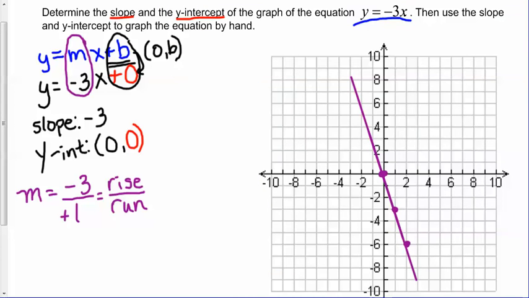Delete that. And then we're going to finish by putting arrows onto our line to remind us that this line continues beyond my pencil mark. It goes forever and ever in both directions. So there's the graph of this equation, y equals negative 3x.